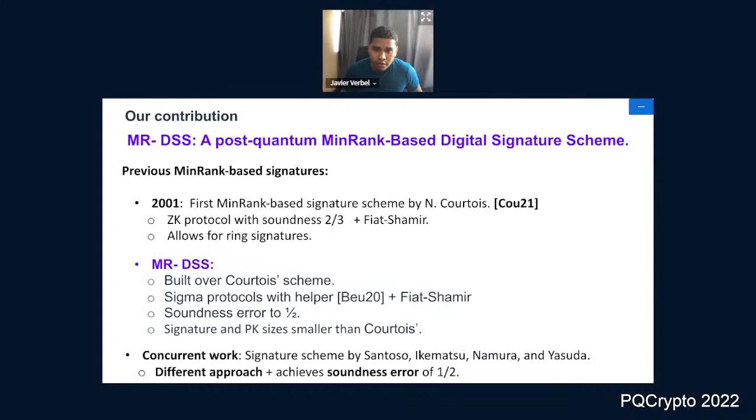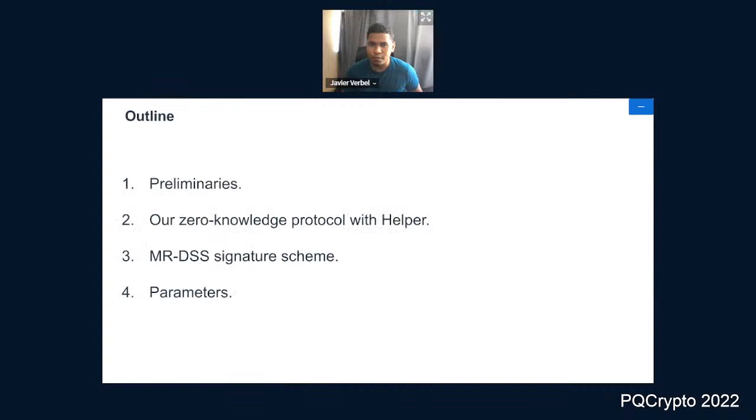Okay, while doing this work, we came out with another paper by Santoso, Ikemazu, Namura, and Yeshuda, where they propose a different approach to build a zero knowledge protocol, and they also achieved soundness error of 1/2. So this is the outline of this talk.